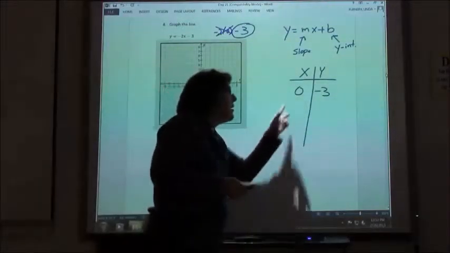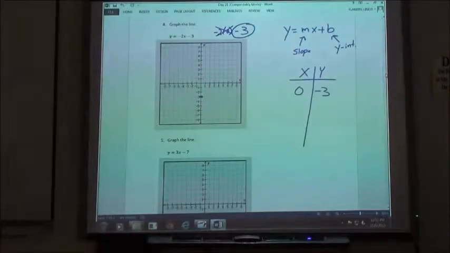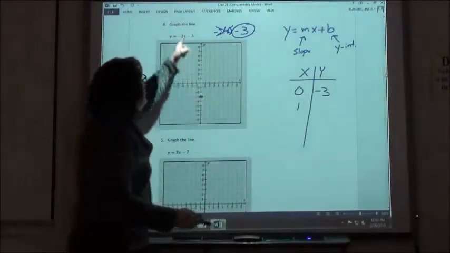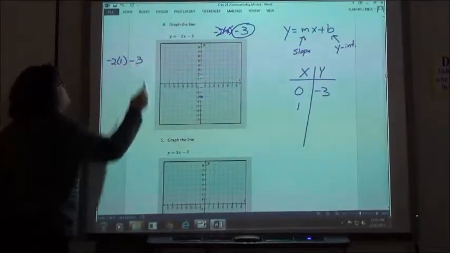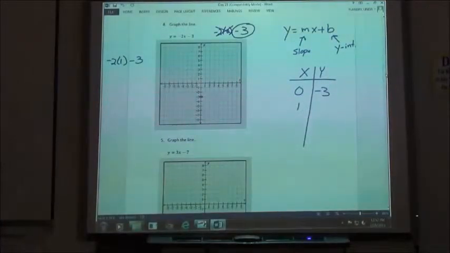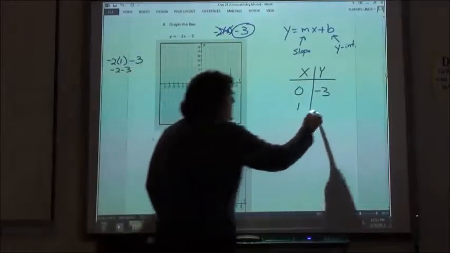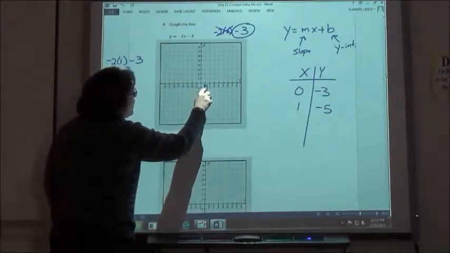Then we're just going to pick a couple other numbers so we can get some more points to draw our line. What number might we want to use? Something nice and easy. 1 sounds good. So then we're going to put our 1 in there. Negative 2 times 1 minus 3. If I solve that, I'm going to get negative 5, because I have negative 2 minus 3, which is negative 5. So if I plot that, 1 over, down 5.